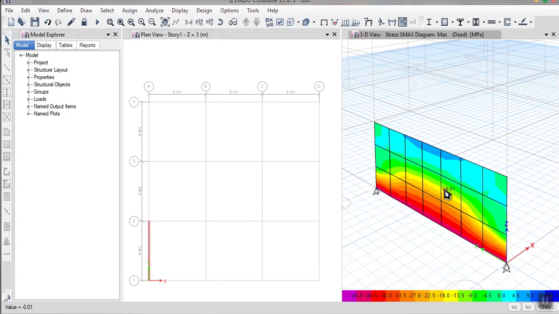So minimum at top, maximum at bottom. That's the basic thing. Okay, the pressure is very small. I don't see why this is so small. So that's all about that.